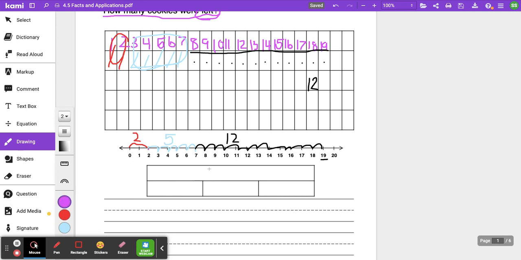Let's put it in our whole part. What is the whole? What was the total cookies that we had? 19. She baked 19. What was the first part? Yes, she ate 2. Then here we have the next part, 5. Do you remember what she did with those cookies? She gave them away. Now we have 12 are left. This is our question box. This is what we were looking for.